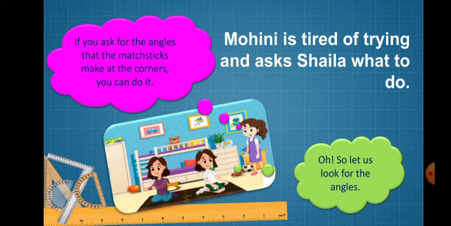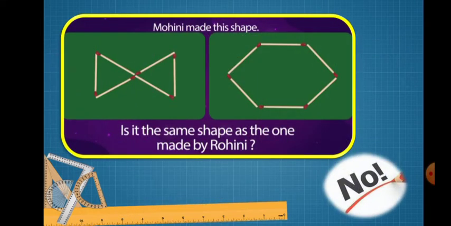If you ask for the angles that the matchsticks make at the corners, you can do it. "Oh, so let us look for the angles." Mohini made this shape, but Rohini did this. Is it the same shape as the one made by Rohini? No. These two shapes are different shapes.